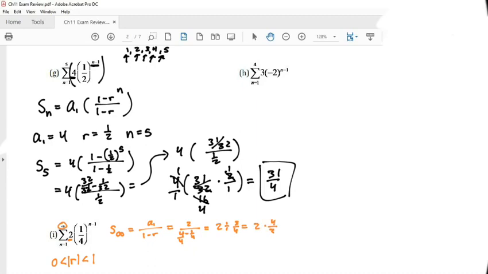We get 4 over 3. And then we get 2 times 4, which is 8, and then 1 times 3, which is 3. That's what you get. That's your answer. Or you can make that into a mixed number. You can say 2 and 2/3. It doesn't matter which one you do.